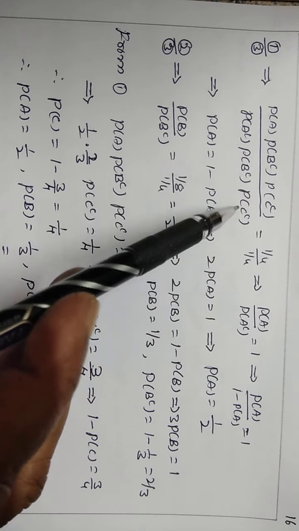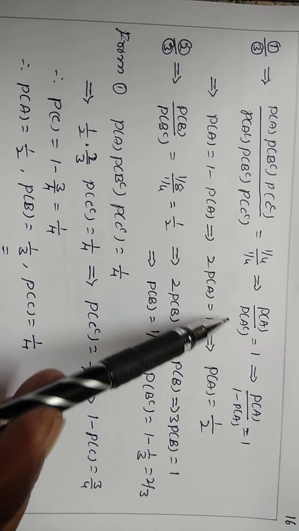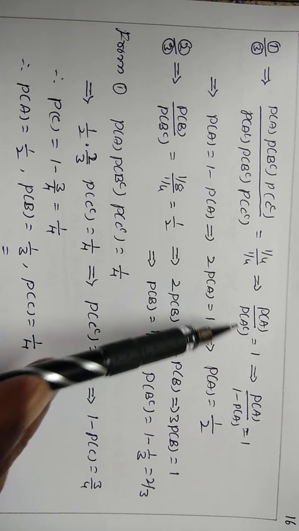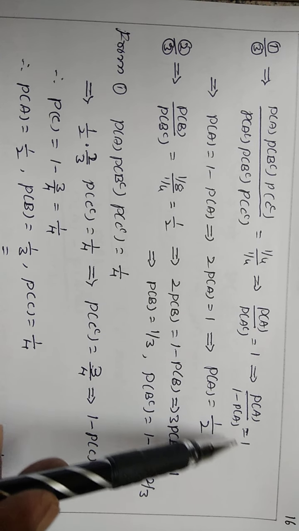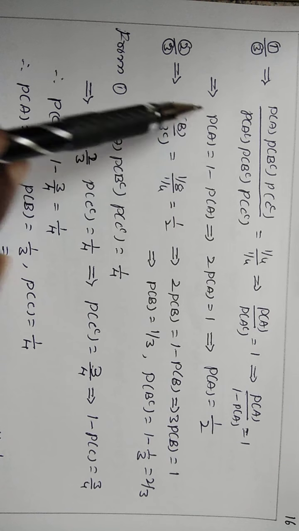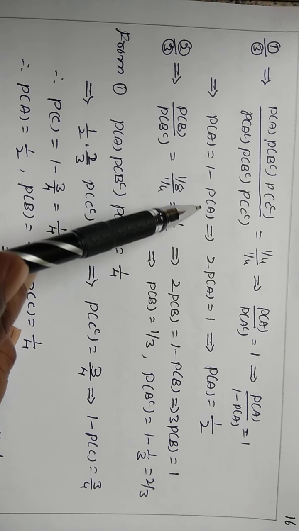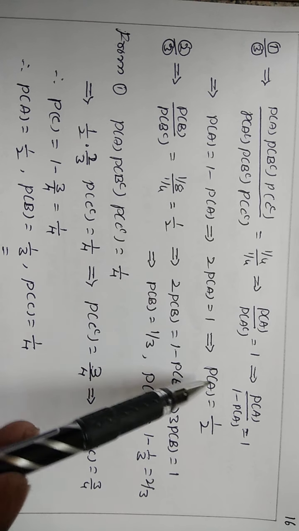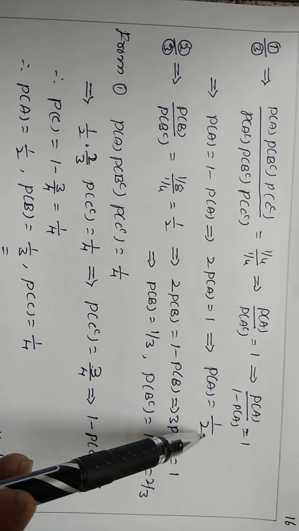These two get cancelled, these two get cancelled. P of A by P of A complement is equal to 1. That implies P of A by P of A complement is equal to minus P of A, that is equal to 1. Do cross multiplication. P of A is equal to 1 minus P of A. Take this P of A this side. 2 P of A is equal to 1. P of A is equal to 1 by 2.